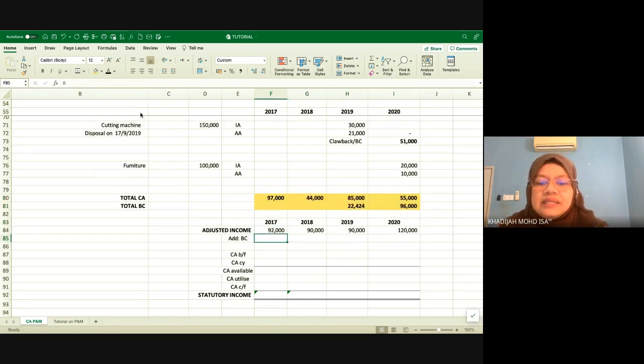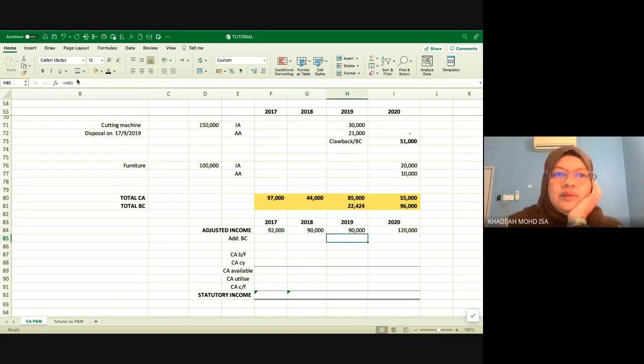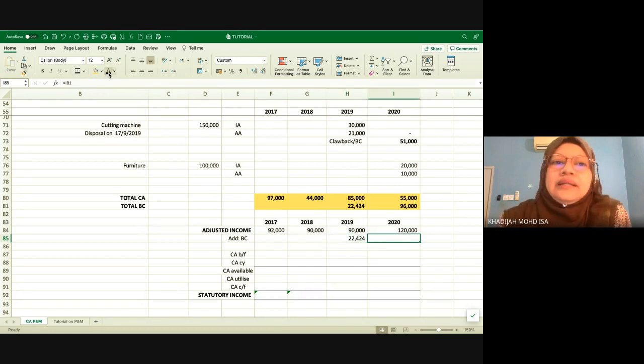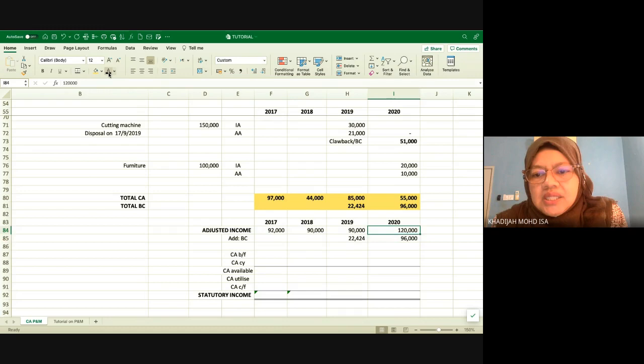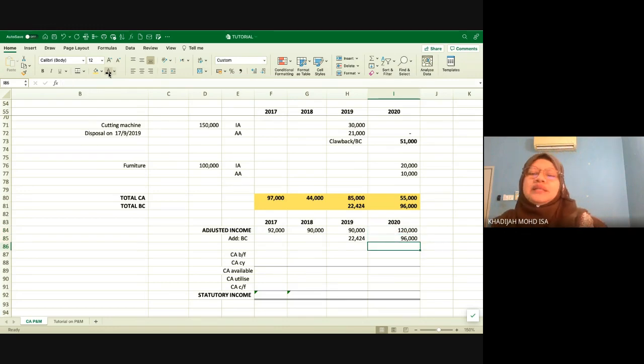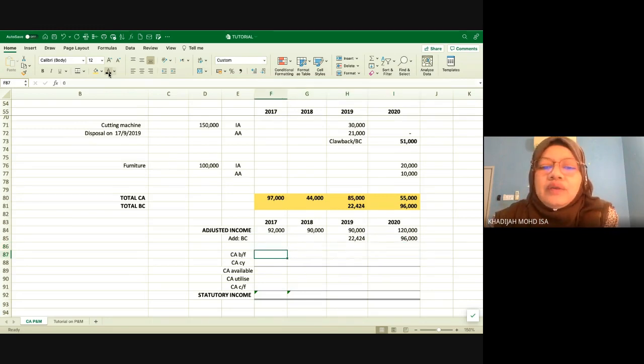So BC here is 0, here is 0, but here you have your balancing charge, 22,424, and then you have another 96,000 for 2020, right? So the formula is always that you have adjusted income plus your balancing charge. But you don't have to put the total here. Normally we don't show that in total. The format doesn't include the total. Okay, and then you have your CA brought forward.